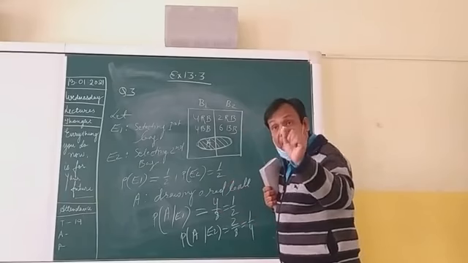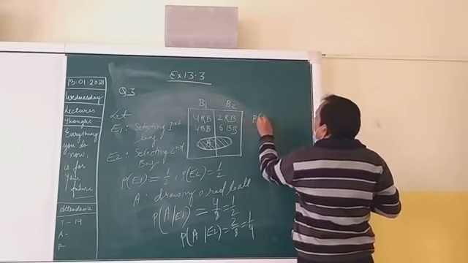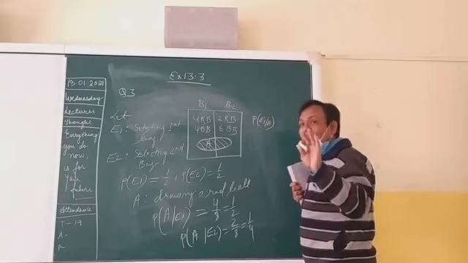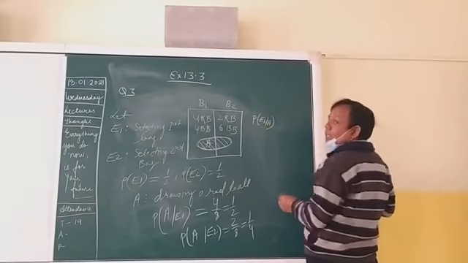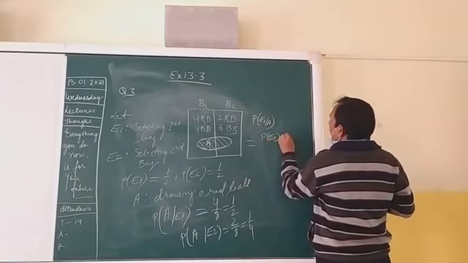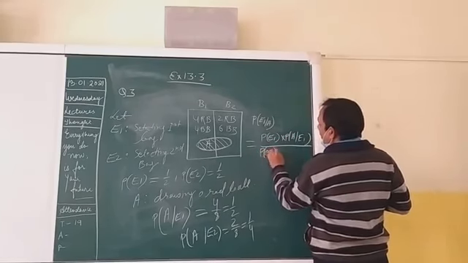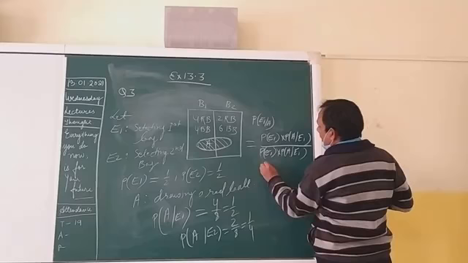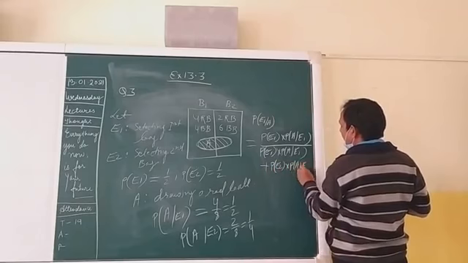Now, further you move, it is written to find the probability that the ball is drawn from the first bag. It means that you have to find the probability of bag 1, given that a red ball is drawn. So by using Bayes' theorem, what do you write? You will write P(E1) into P(A/E1) divided by P(E1) P(A/E1) plus P(E2) into P(A/E2). Clear?